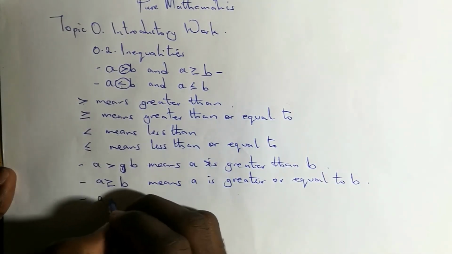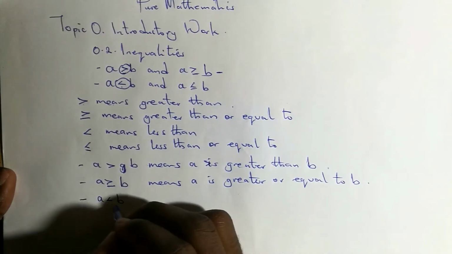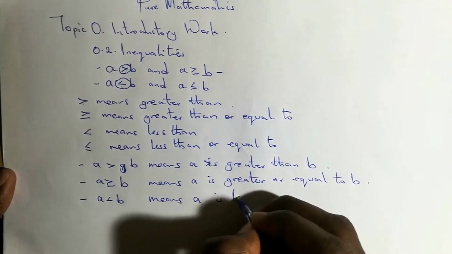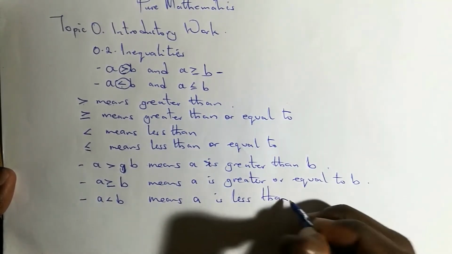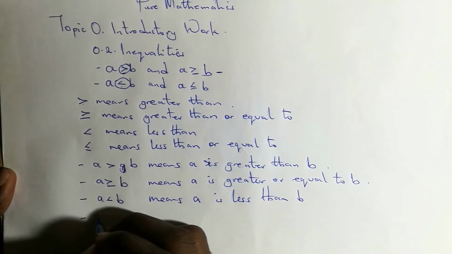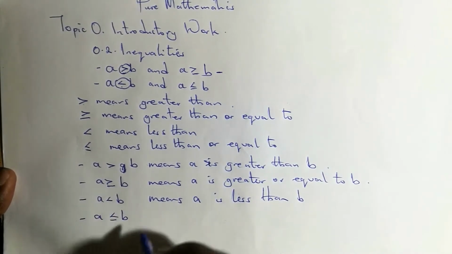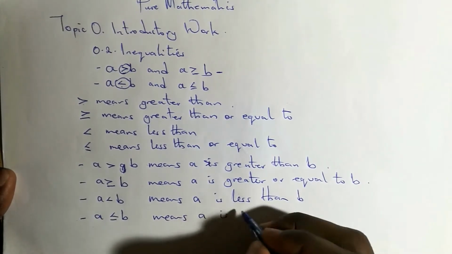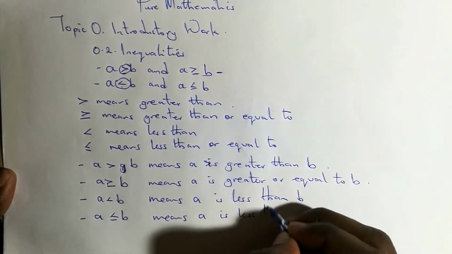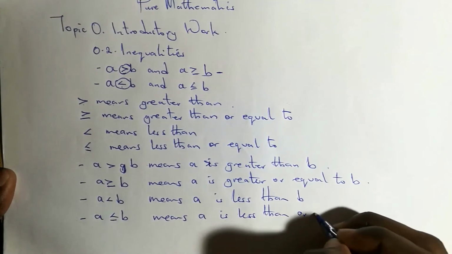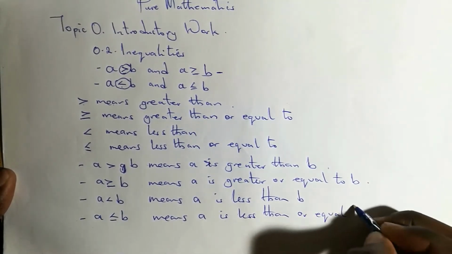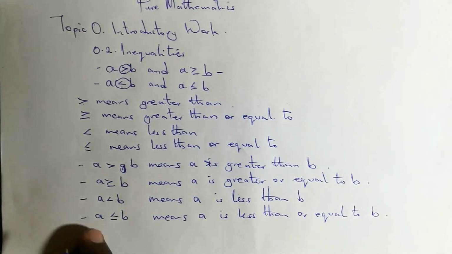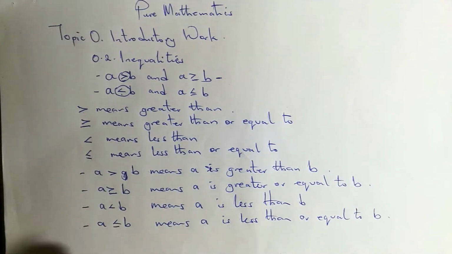This other one, A, B means A is less than B, while the last one, A, that B means A is less than or equal to B, meaning A can either have a smaller value compared to B or just be equal to B.